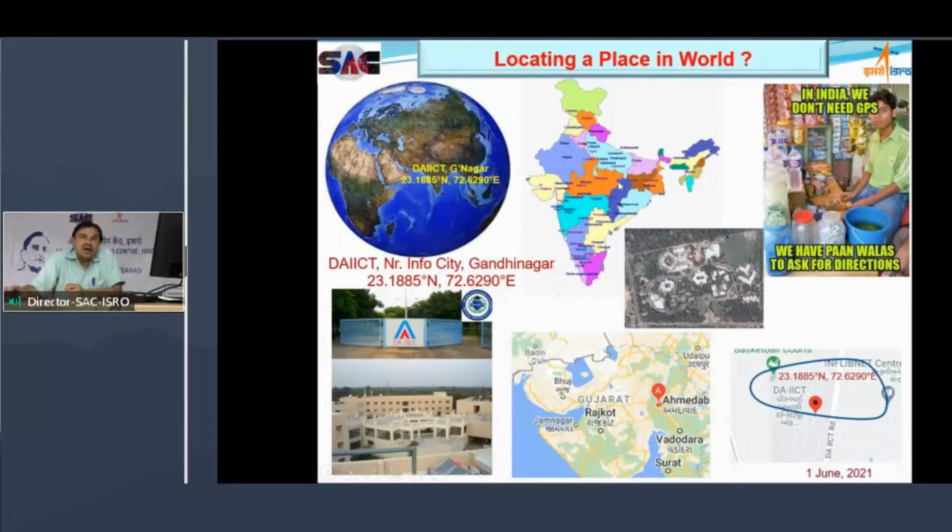In India, it is in Gujarat. In Gujarat, it is located near Ahmedabad. Near Ahmedabad, it is located in Gandhinagar. So like that, we zero in on the exact place. When you zero in on the exact place, what you get is the location details of that particular place, so latitude and longitude. So how to get this information? That is the crux of the matter: using satellite technology, how do you find out the location of any unknown place?